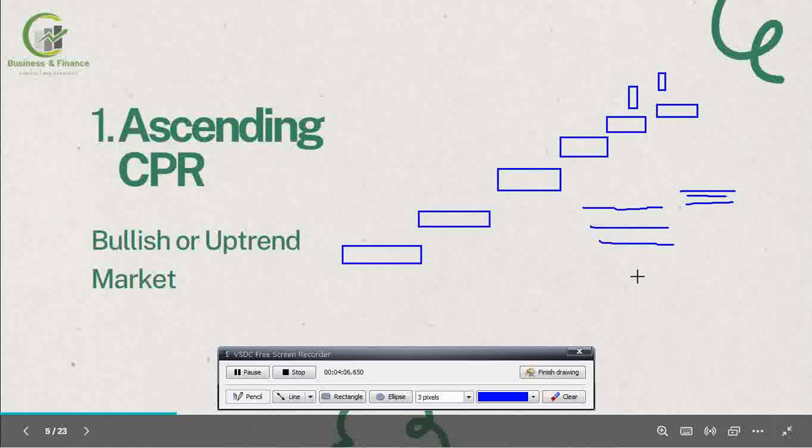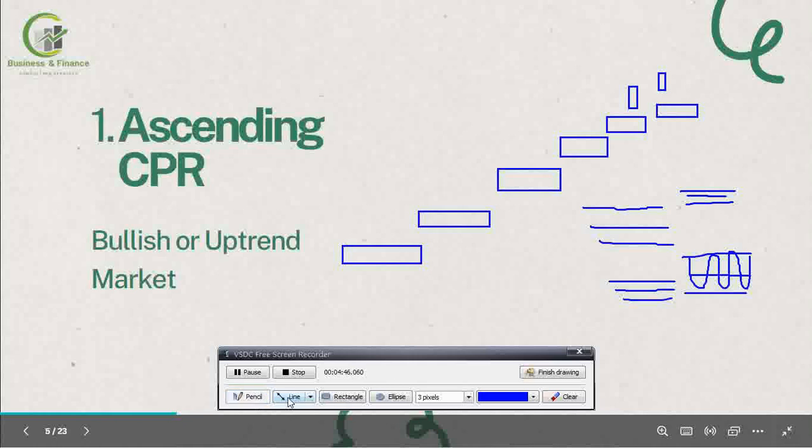Now if the previous trading session has a very narrow CPR, then almost 70% of the time the market will have a wider CPR, which indicates that the previous trading session was a trending or momentum session, but the present market will be sideways. So you should avoid trading during this wide CPR because it will hit your stop loss regularly. So you better stop.